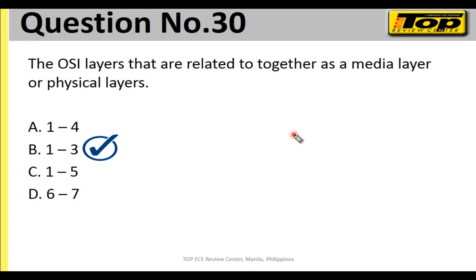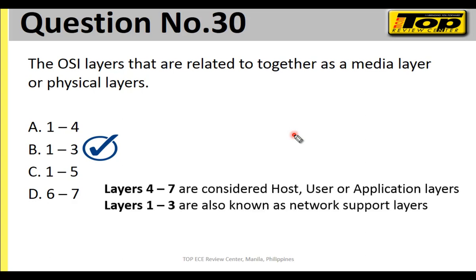How about the other 4, the transport, the session, the presentation, and the application? Layer 4 to 7 are considered host, user, or application layers. Layers 1 to 3 are also known as network support layers. So aside from calling them media or physical layers, they are also known as network support layers. That is for number 30, letter B.